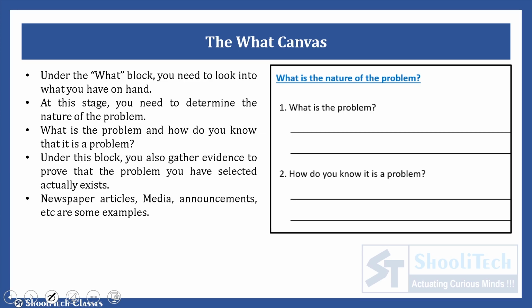The second canvas is what canvas. In this stage, we try to understand the nature of the problem. This is the what canvas. In this, we note down the answers for two questions. The first question is, what is the problem? Here, we note down the problem. And the second question is, how do you know that it is a problem? Here, we can put the evidences to prove that the problem that we have selected actually exists. Here we can paste the newspaper articles or the media announcements that explain about the problem.